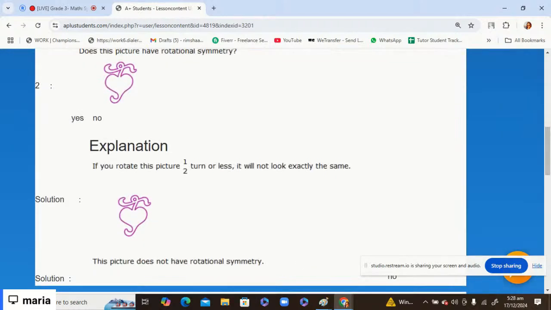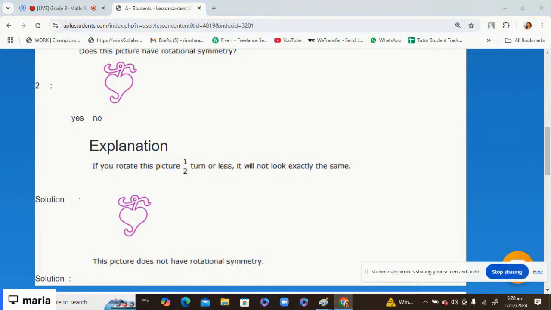So now look at this figure. Is there any rotational symmetry in this figure? Now you guys tell me the answer. Is there any rotational symmetry available? Yes or no?